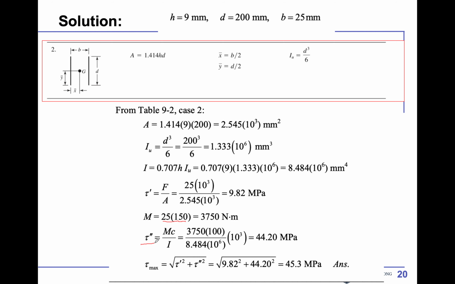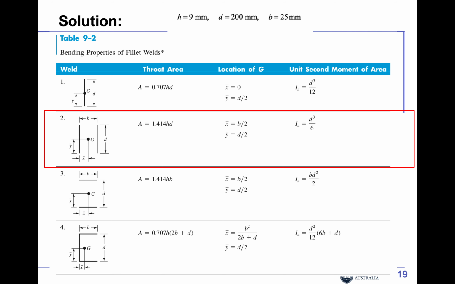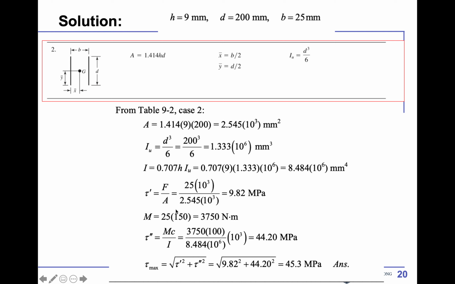And this tau double prime is Mc over I. We have to look at the critical points, which are at the top and the bottom. You have the bending moment over the top or the bottom, and that's the same value. So the distance c is half of this size, right? The center is there. So c is half of the size. So what you have is this bending moment, multiplied by the distance. d is 200, so you multiply by 100, and I is this.